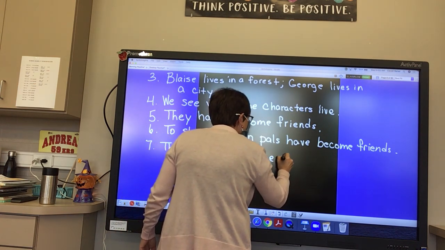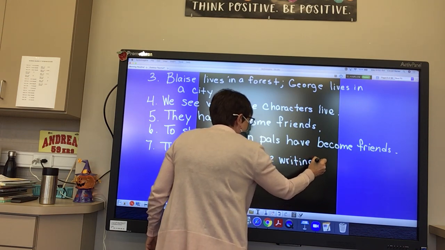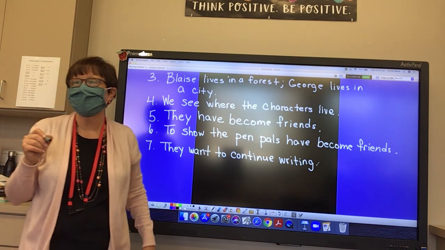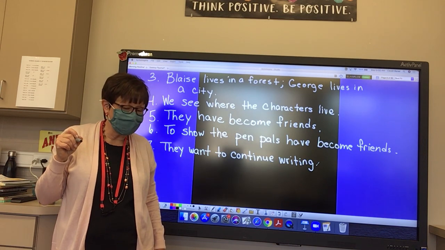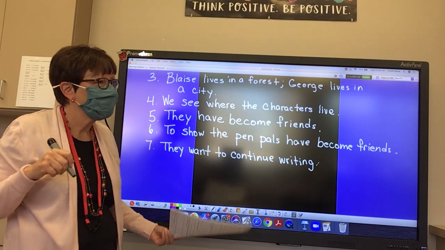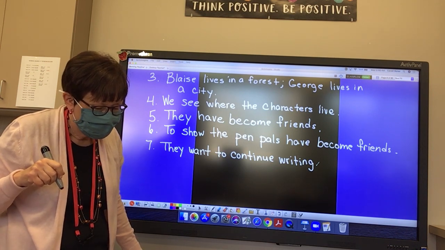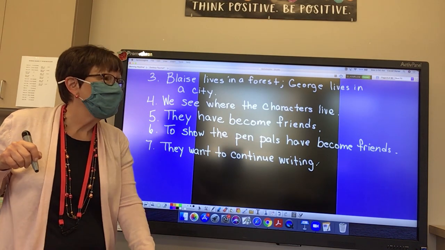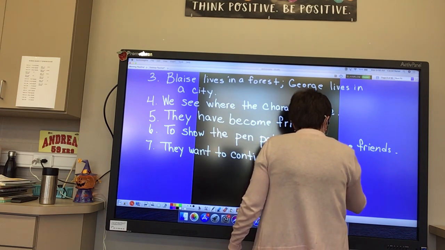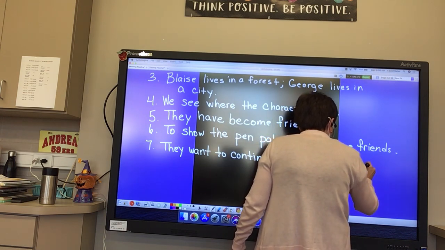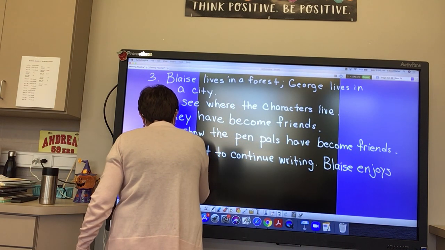Do you think they're going to continue writing in rhyme? Or do you think they'll just write regular letters? I wonder. Kelsey, what else? How else can we tell that they like each other? On page 205, Blaze says that I've never liked to write as much as when I write to you. Yes, Blaze enjoys writing.